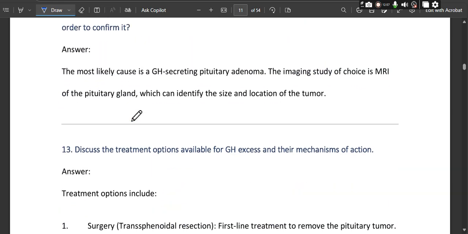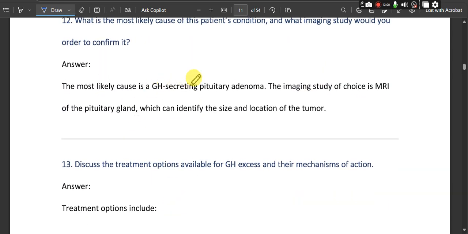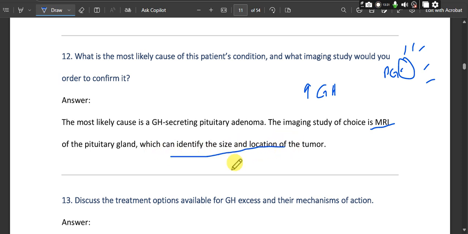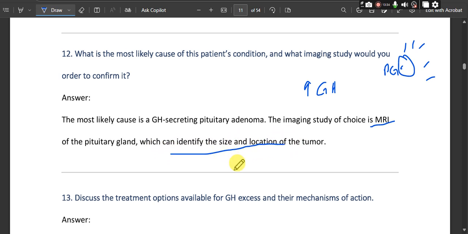What is the most likely cause of this patient's condition without imaging? For acromegaly, what would actually cause growth hormone to increase in an adult? It's when there is a tumor in the pituitary gland. The pituitary gland is what produces growth hormone, so if there's a tumor, that tumor will produce excess growth hormone. To confirm the condition with an imaging study, you do an MRI, and it can identify even the size and location of the tumor in the pituitary gland.